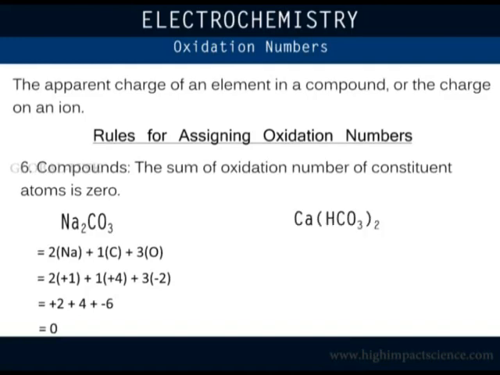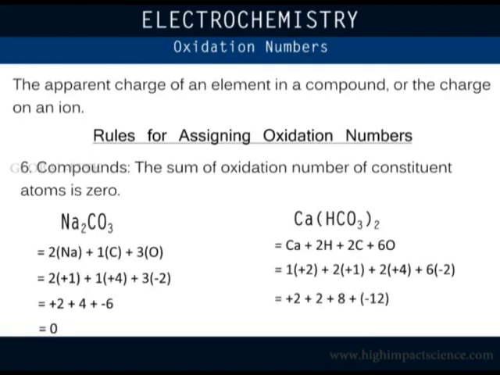Calcium hydrogen carbonate. There is 1 calcium atom, 2 hydrogen atoms, 2 carbon atoms, and 6 oxygen atoms. So we have +2, +2 times +1, +2 times +4, +6 times -2. That gives us +2, +2, +8, plus -12. If you complete that, the answer is 0.